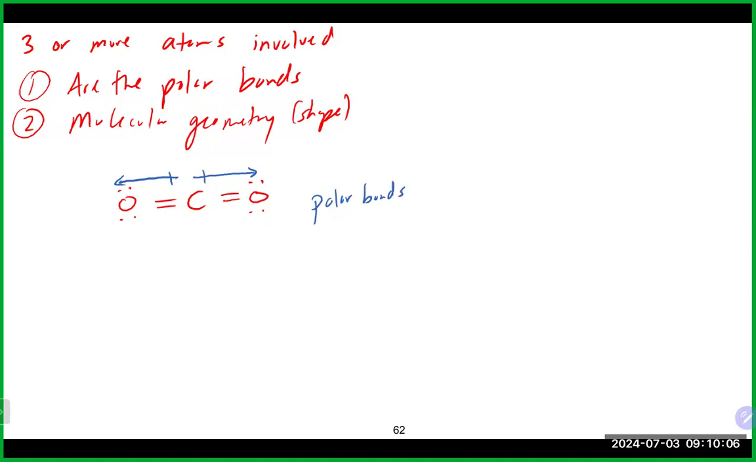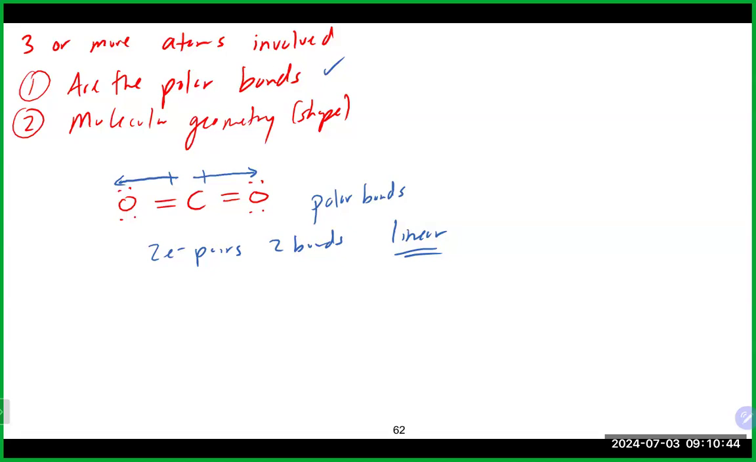So CO2 here has polar bonds. Is this molecule going to be polar or non-polar? Well, we do have polar bonds, so we have to look at the next thing, which is the molecular geometry. This has two electron pairs and two bonds, which means the molecular geometry is going to be linear. It's basically a straight line. So if we think about it, we essentially have an oxygen pulling this way, and we have an oxygen pulling the other way because it is linear.